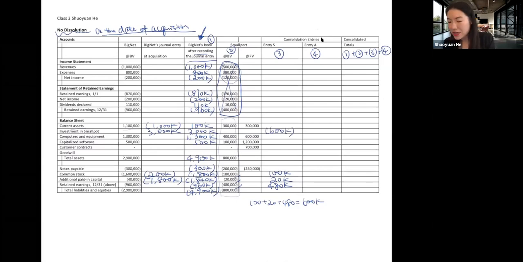For consolidation entry A, what we do is mark up Smallpot's assets and liabilities from their book value to fair value. Which assets and liabilities does Smallpot have that have a difference between fair and book value? First of all, it is computer equipment. Also, we have capitalized software, customer contract, and also notes payable.